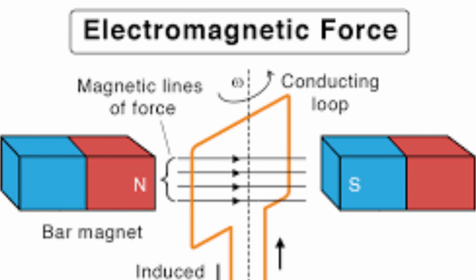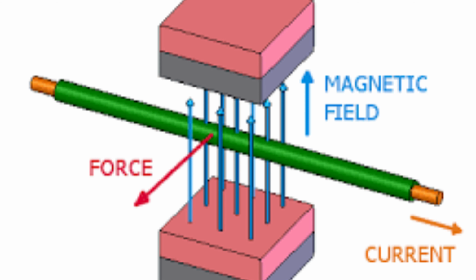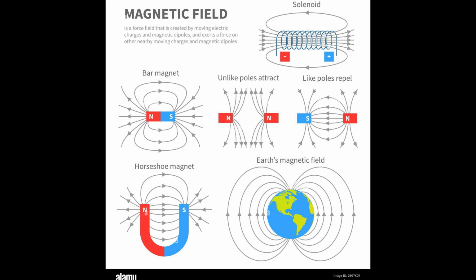As I told you, the second one is electromagnetic force. This force is a combined effect of electric and magnetic forces, resulting in a force that can push or pull charged particles. In a simple way, electromagnetic force is a force that exists between electrically charged particles. Same charges repel and opposite charges attract.